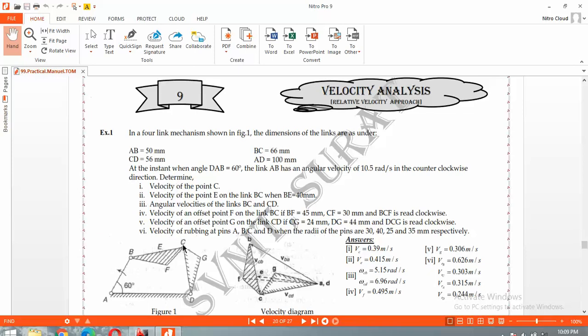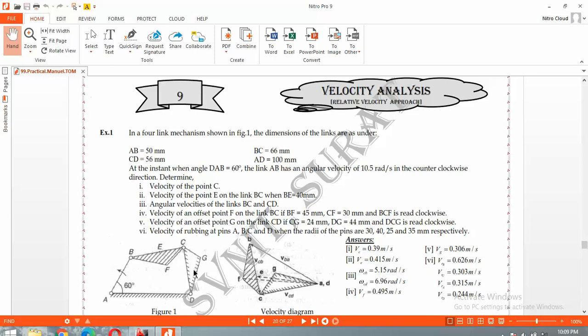To determine the velocity, first of all it is required to draw the velocity diagram, and to draw the velocity diagram we will take the direction of velocity vectors from the mechanism diagram. So our first task is to draw this mechanism diagram to scale. Let us first try to draw this mechanism diagram to scale.